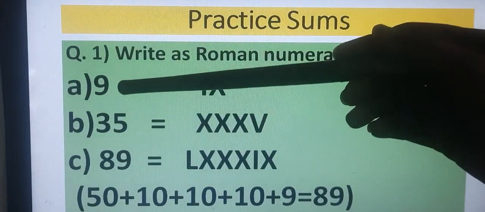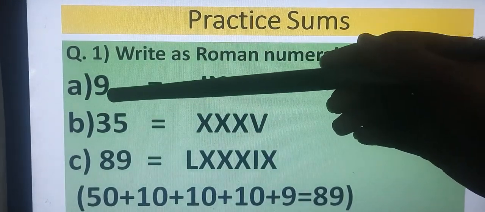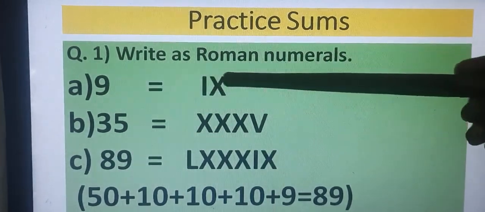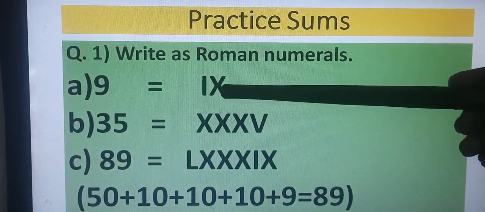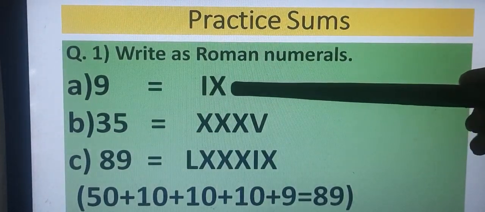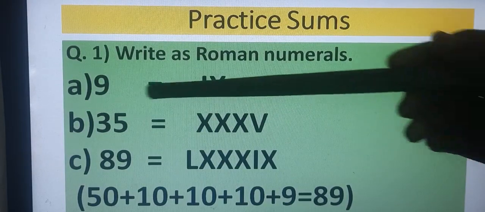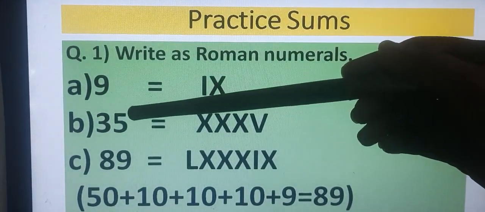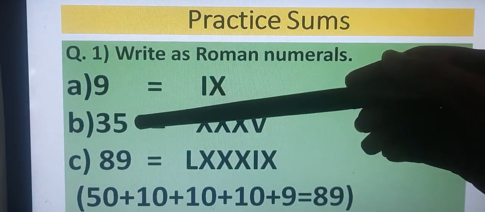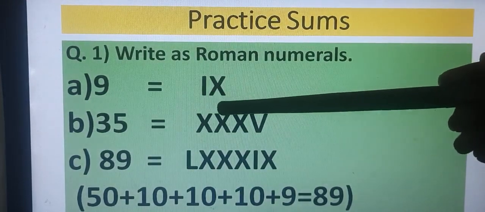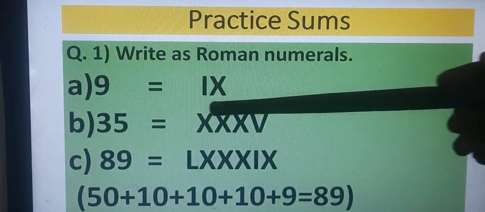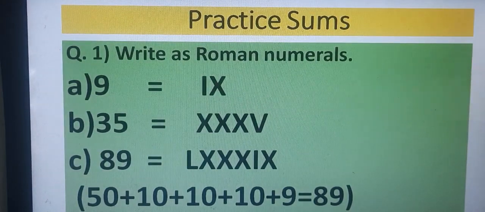A part is 9. 9 is 10 minus 1. So, IX. 10 minus 1. Subtraction rule you will follow. 35. 35 is 10 plus 10 plus 10 plus 5. So, X, X, X and V.